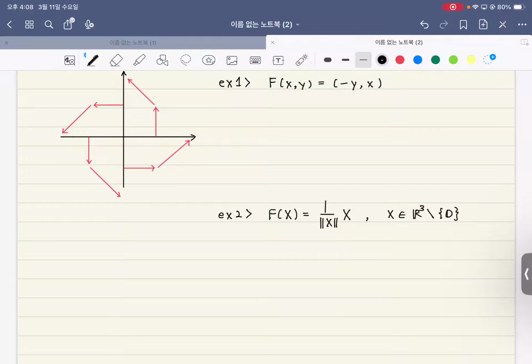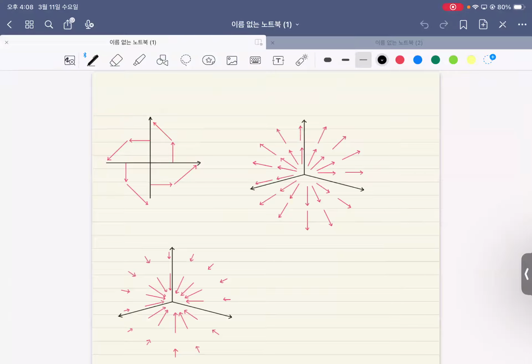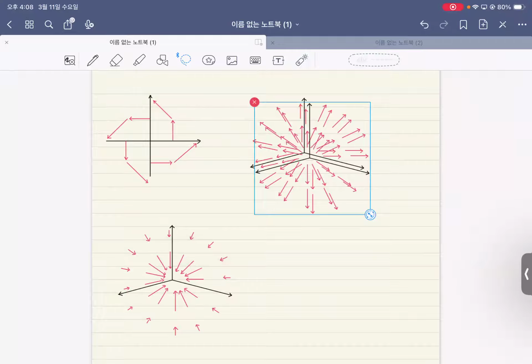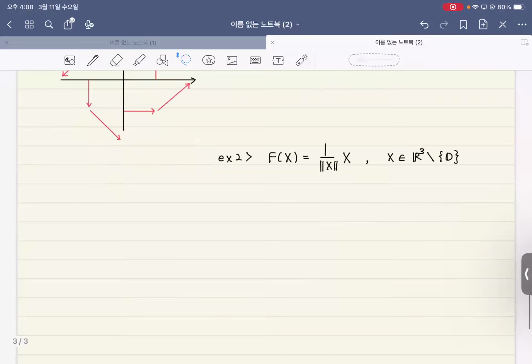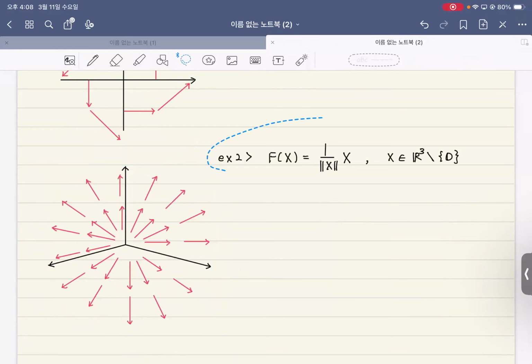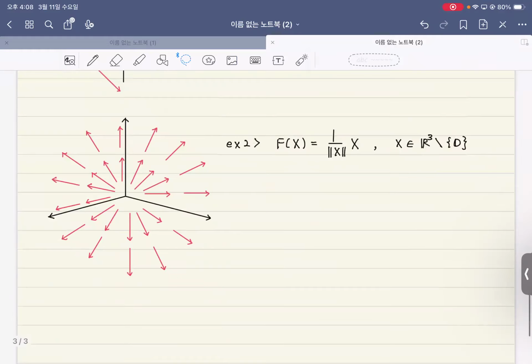So it should be something like this. For each point in 3-dimensional space, except for the origin, you have the unit vectors with radial directions. Okay.